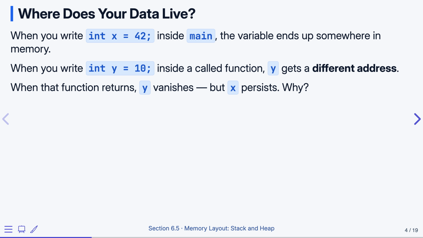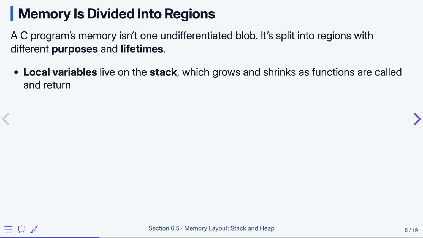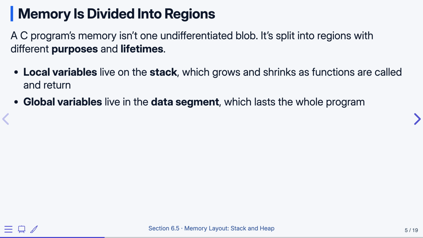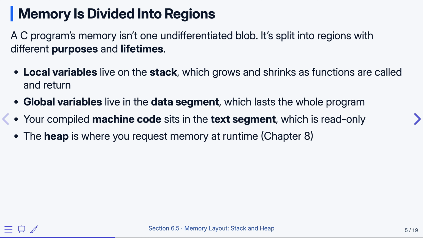This is the key idea. A C program's memory is not one big blob. It is split into regions, and each region has a different purpose and a different lifetime. Local variables live on the stack. The stack grows and shrinks as functions are called and return. Global variables live in the data segment, which lasts for the whole program. Your compiled machine code sits in the text segment, which is read only. And there is a fourth region, the heap, where you can request memory at runtime. You will explore the heap fully in Chapter 8.